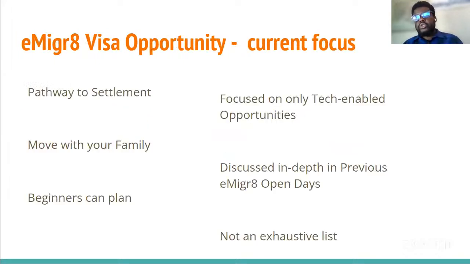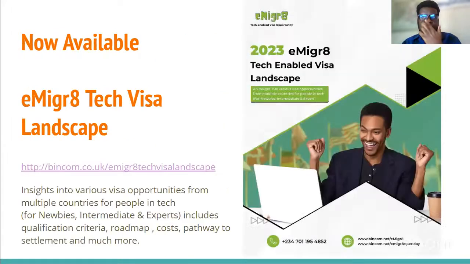Now, the visas we speak to are usually family friendly, so you can move with your dependents. They are usually beginner friendly, so from an early stage, you can start planning and have your self-directed roadmap to say in the next 12 months, in the next 24 months, this is where I want to be, right? Or in the next 6 months, depending on how fast you want to move. And typically, they usually have a pathway to settlement. So tech visas usually have a pathway to settlement. So if you're looking for a more comfortable, more relaxed visa opportunity, tech visas, eMigr8 is where you want to come to, and let's have a conversation and talk over any of the tech visas that you're looking forward to, right?